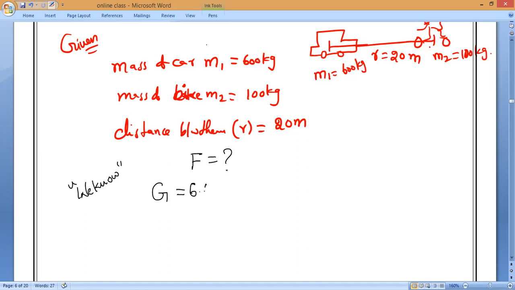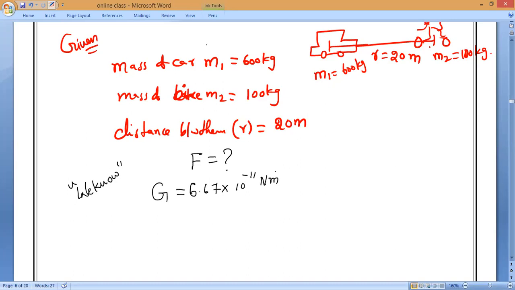6.67 into 10 power minus 11. That's all? No unit? Very good, very good. Super.